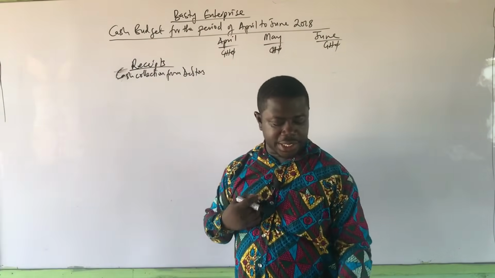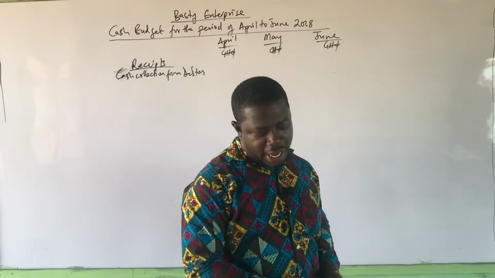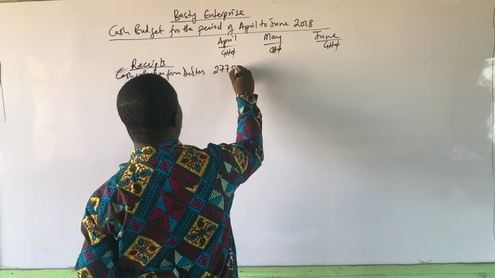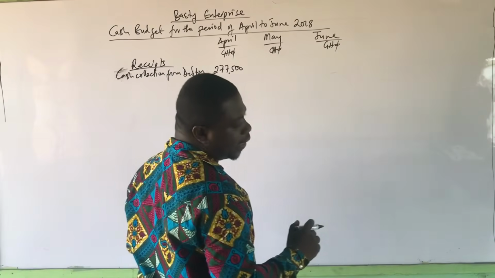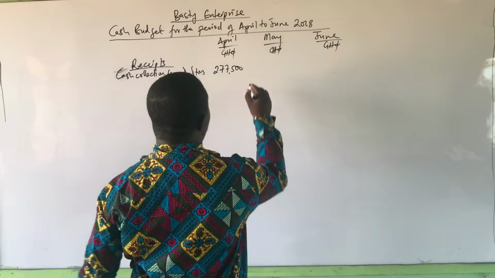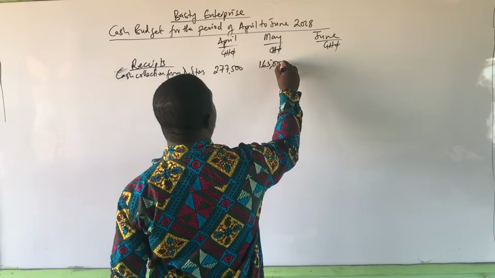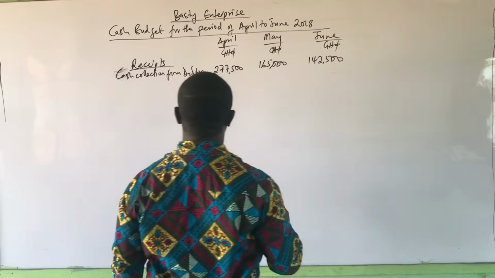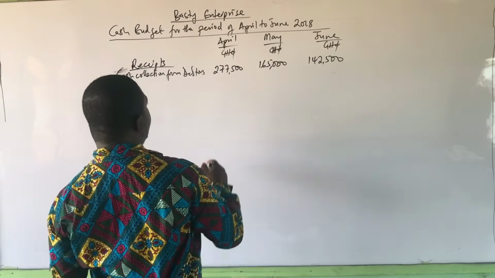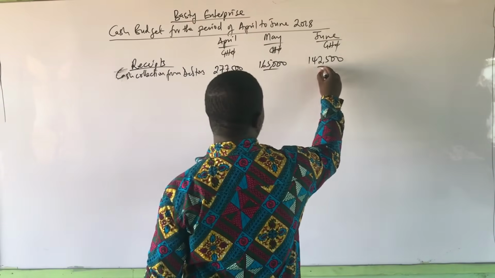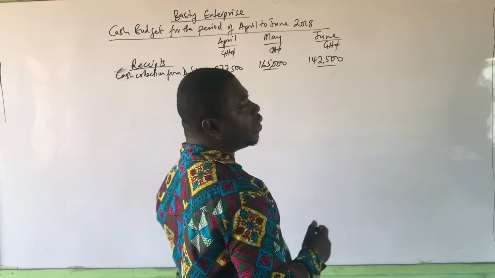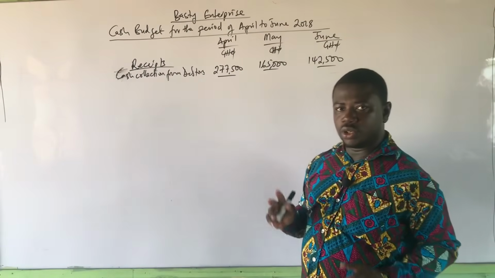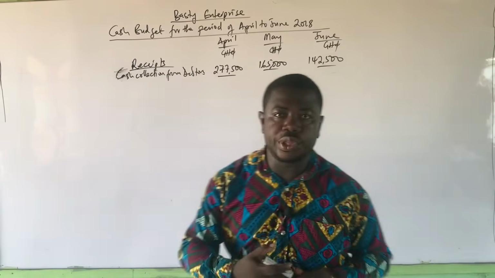Now, from the first workings that we did, cash collected from debtors for April was 277,500, if you remember. And then for May was 165,000. And then for June was 142,500. So these are our receipts from debtors. So that is the total receipt as well, because that is the only receipt we have. So you can give it just one underline, not a double underline, and then you continue with your payment.